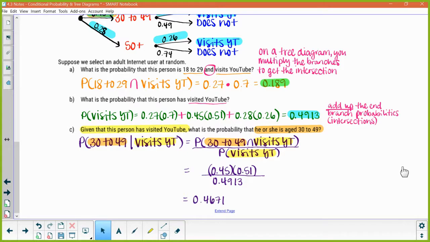And I will say, more often than not, the AP exam does this. They have you calculate probabilities that you're going to use in the future. So make sure you're always aware of what you've already calculated, because it's going to help you save some time in the long run. Because yes, I could go back in and recalculate this, but why do that when it's already taken care of in part B?